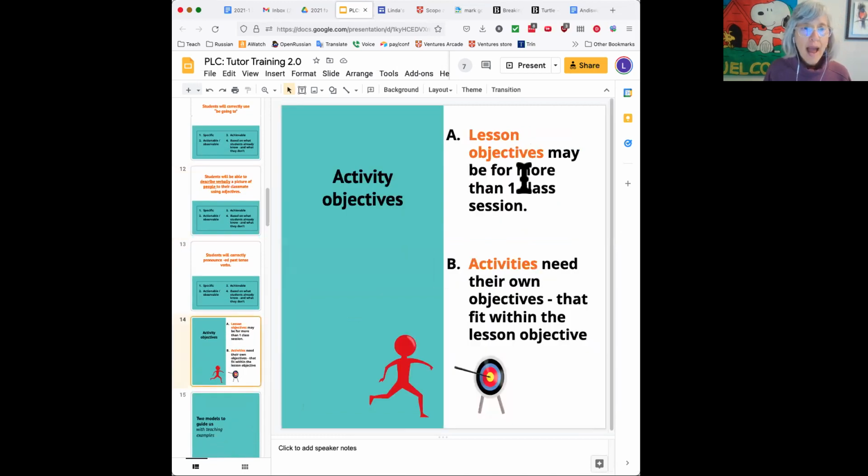So for activity objectives, a lesson objective may be for more than one class session, right? So for any of these, you want to do a lot of practice. In my former life, I was in marketing and communications, and the mantra for a marketing communications person is, when you are getting so sick of it you can't even look at it anymore, your audience is just starting to get the message.